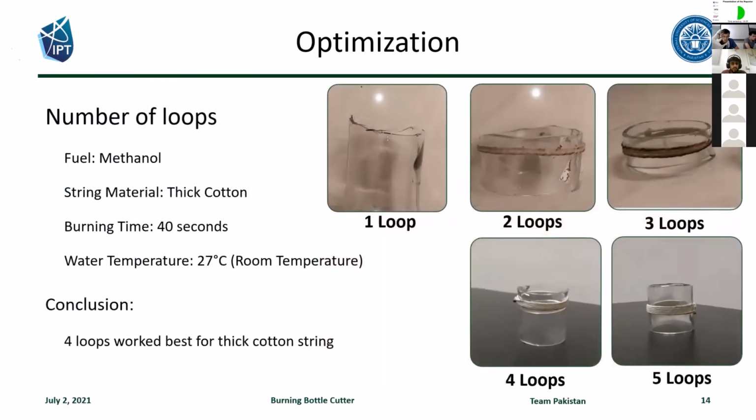Okay, so number of loops. The number of loops is dependent upon the material of the string. For the cotton cloth or the fiber, one loop would have been more than enough to get the bottle cut. But since our chosen thread didn't have that good an absorption, we had to find an optimum number of loops so that we could get a good cut. Here you can see the pictures for 1 loop, 2 loops, 3 loops, 4 loops, and 5 loops. In conclusion, 4 loops work best for the thick cotton string. Again, this is dependent upon the type of material.